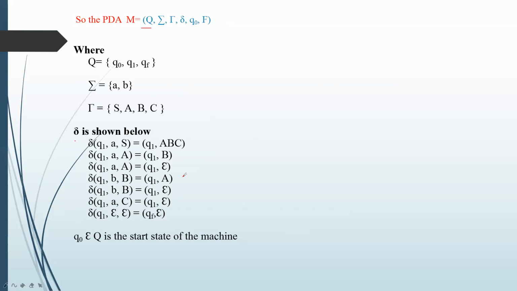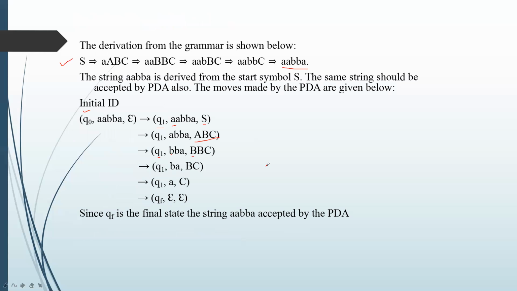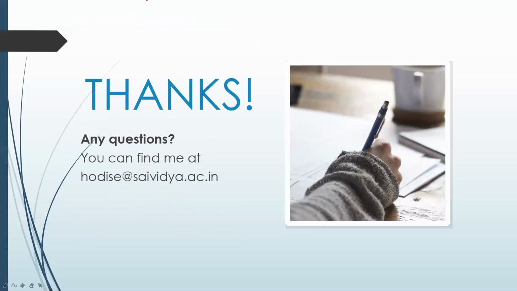Two options are there: Q1 comma B or Q1 epsilon. According to the requirement, we write here Q1 epsilon. So apply all those transitions that we got in the previous step, and check. You will see that at the end you are able to reach a final state. If you are able to reach a final state, we say that the string is accepted by the PDA. Thank you.